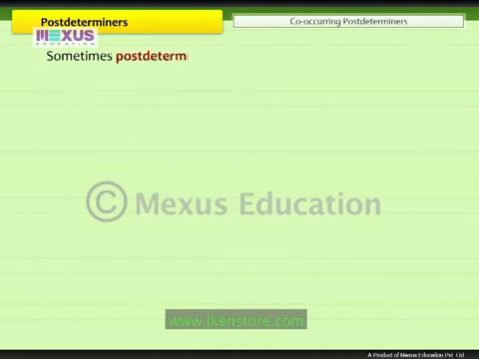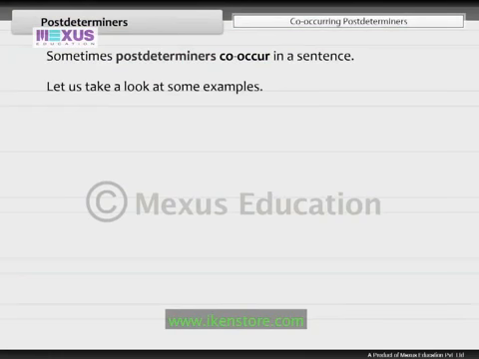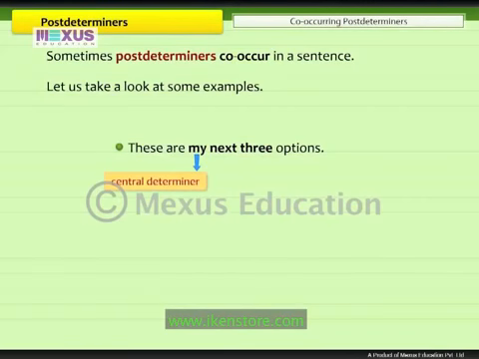Sometimes postdeterminers co-occur in a sentence. Let us take a look at some examples. These are my next three options. In this example, the central determiner is my, the general ordinal next, and the cardinal number 3 occur after the central determiner my. Therefore, this sentence contains two postdeterminers.